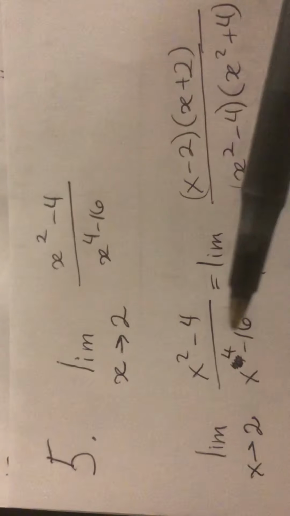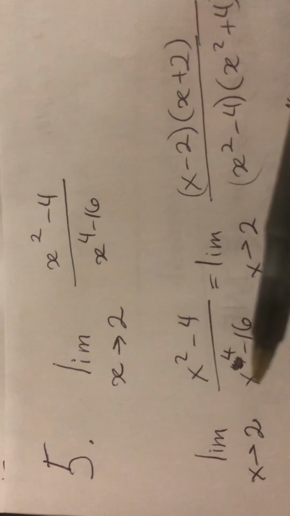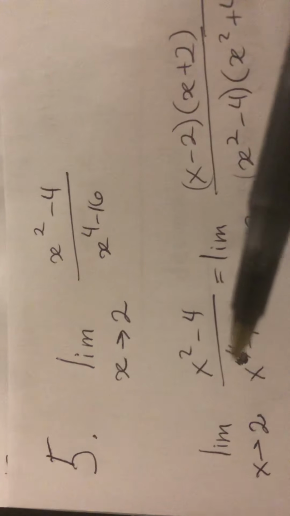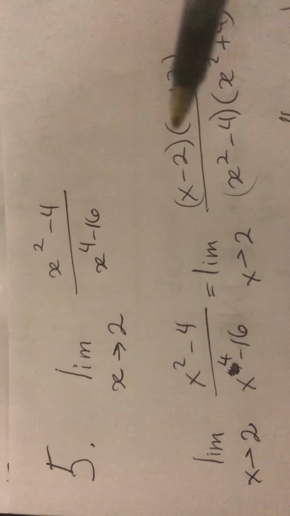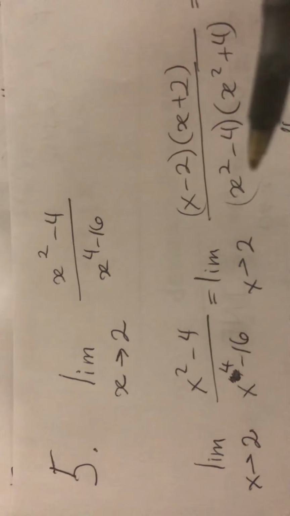Exercise 5. The limit as x approaches 2 of x squared minus 4 over x to the 4th minus 16. Pause the video, try it on your own. Okay, let's do it. So I can't plug in directly because if I were to try to plug in directly, the denominator would be 0 and division by 0 is undefined. So I factor the numerator and the denominator.